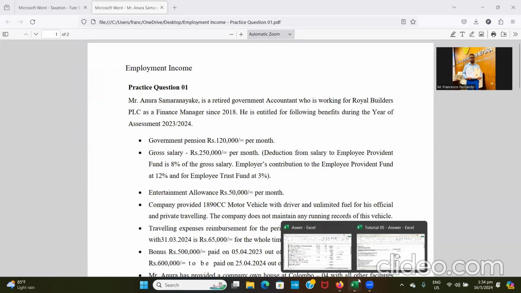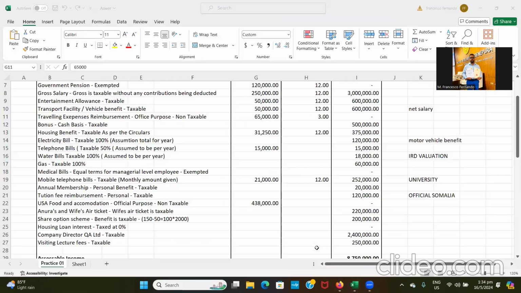Now, if you see the answer, bonus is very important to see the cash basis. So you must write here bonus, cash basis, and taxable. So the whole amount is for the year, right?